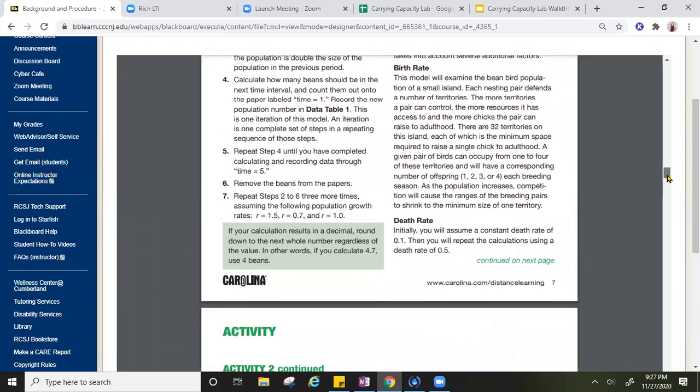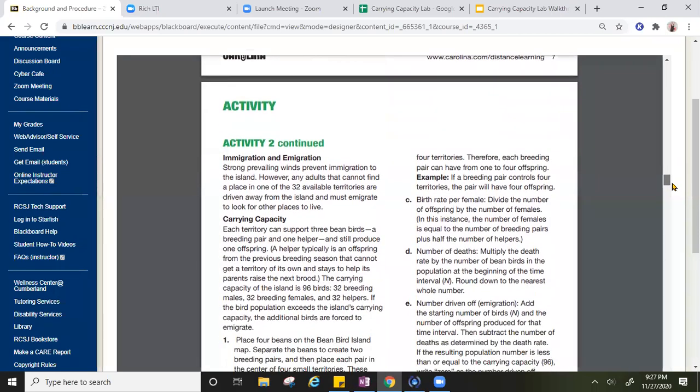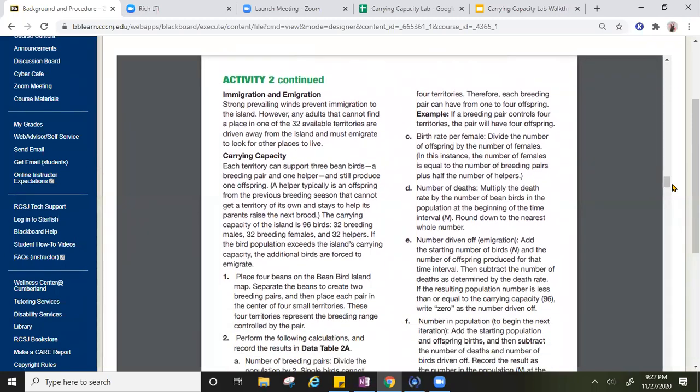There will be death, and you will follow along a death rate. Your first activity has you at a death rate of 0.1, and then your second activity has you at a death rate of 0.5. So you don't really get to decide the deaths. The deaths are predetermined, and you just use it in a calculation. Okay, so here's kind of where it starts. When you have your breeding pairs and you start to fill up the island with these birds, you'll start to notice that it's going to get crowded over time.